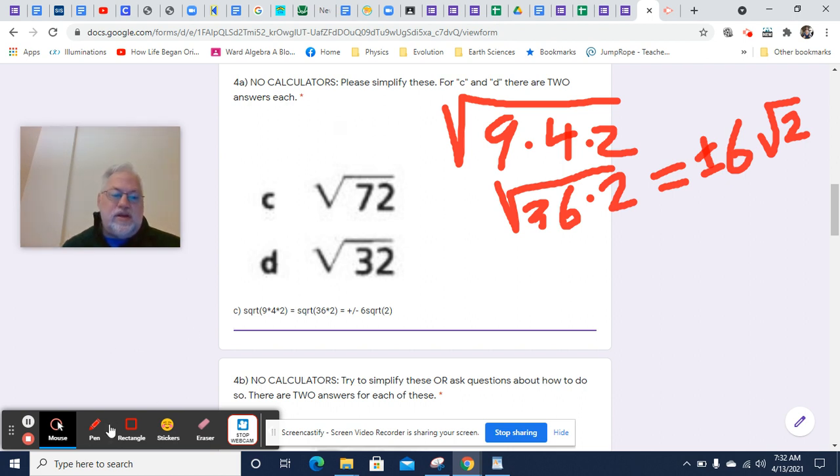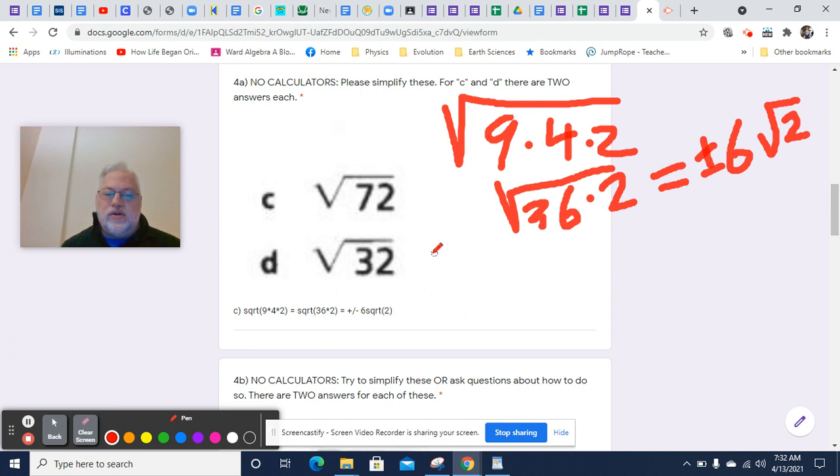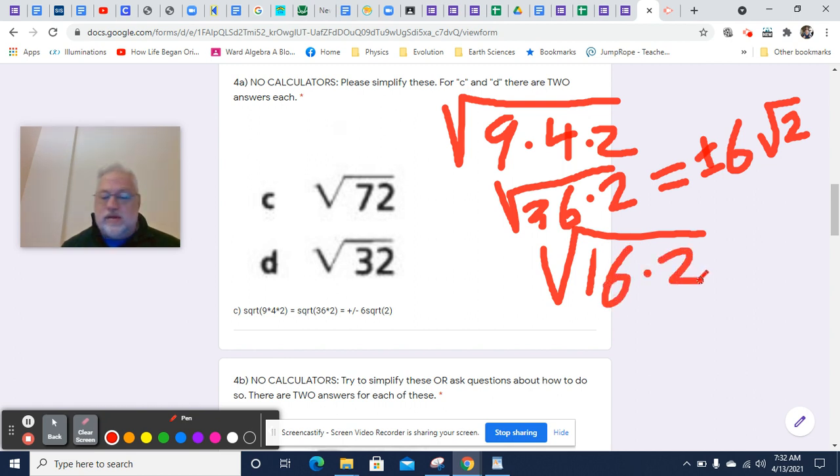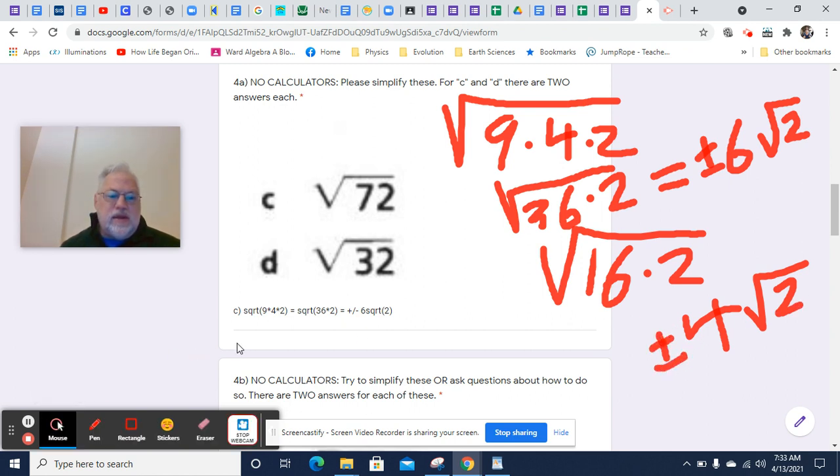Now, same deal with 32. We can break 32 into the square root of 16 times 2. You could have also broken it up into 2 times 2 times 2 times 2 times 2, but 4 of those 2's would multiply out to 16. So this ends up being 4 root 2. And that's, of course, plus or minus.